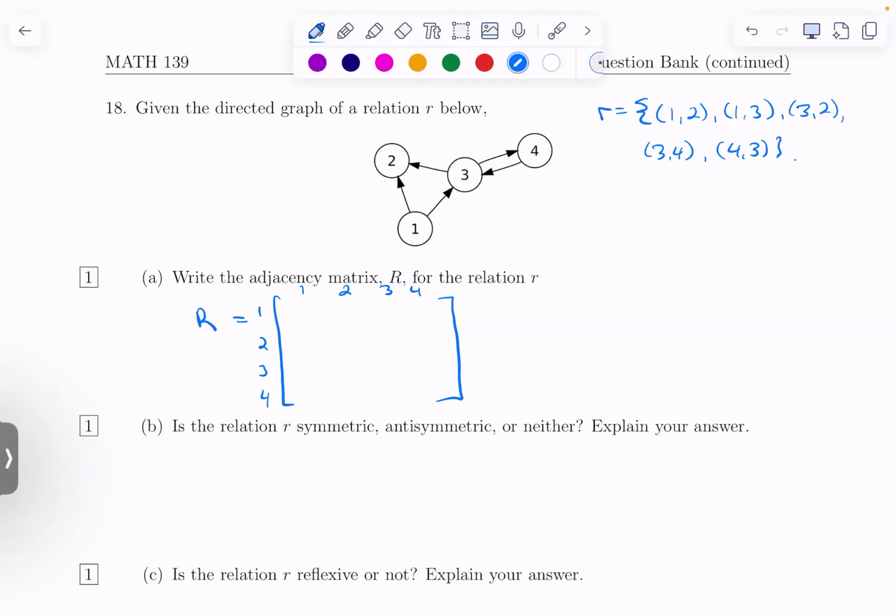So 1 goes to 2, so it gets a 1. 1 goes to 3, so it gets a 1, and the others get zeros because they're not happening. 2 doesn't go anywhere, and so it gets 0, 0, 0, 0. 3 is a little busybody. 3 is going to 2, and 3 is going to 4, but not 1 and not 3. And 4 is going to 3.